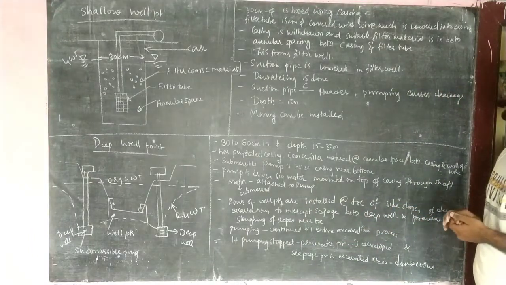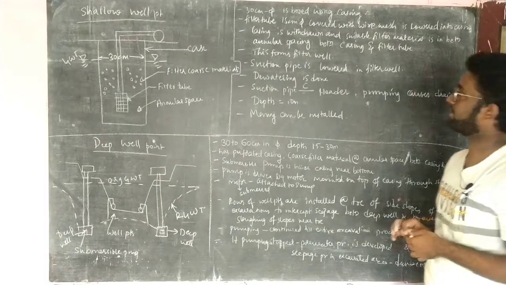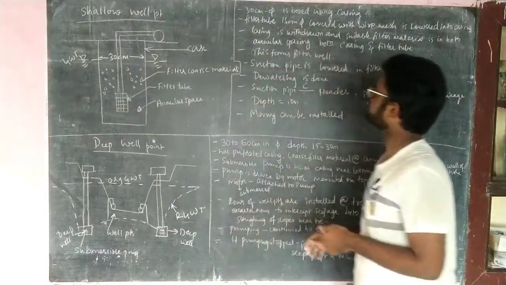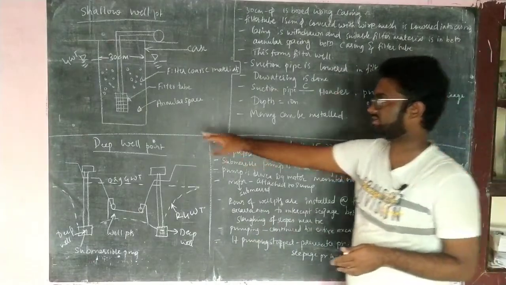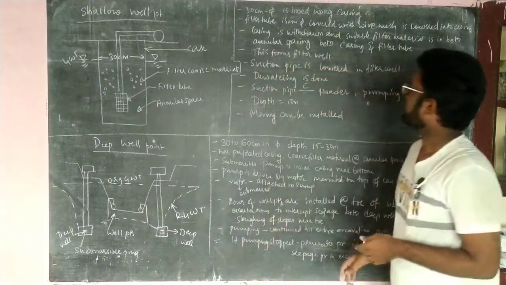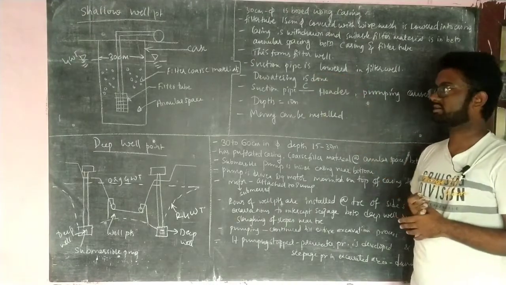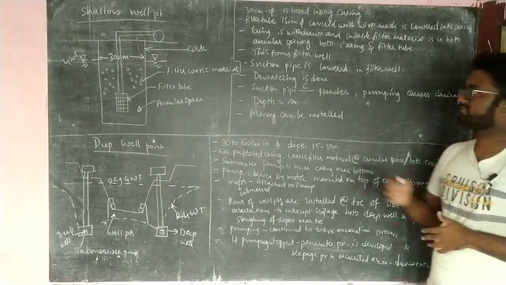It is covered with the wire mesh and lowered into the casing. Okay, this is the filter tube. It is lowered and it has the wire mesh. They also have the annular space, that is voids between it, and there is a casing and a filter tube which is located beneath the surface of the groundwater table. Now this forms the filter well.